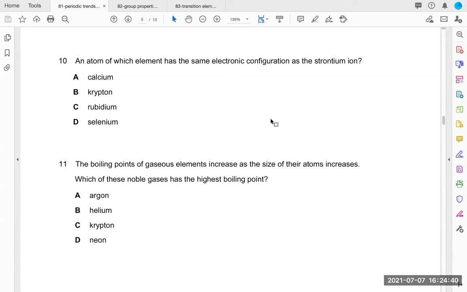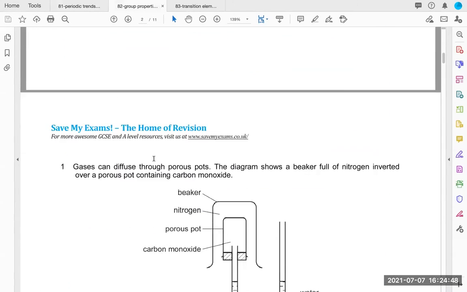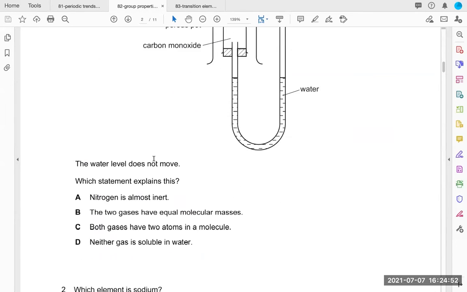All right, so that's 10 questions from this worksheet. We'll solve the rest. I'll give those to you in homework. Let's start with group properties. So group properties, you need to remember group 1, group 7. You should remember the properties of both.